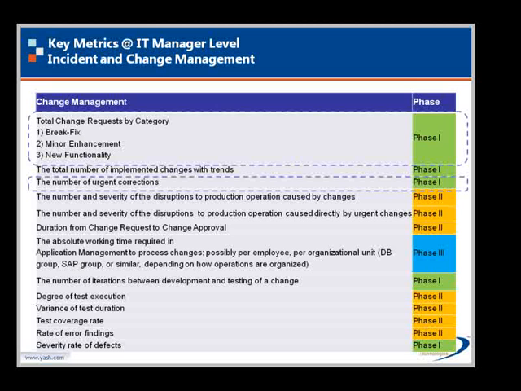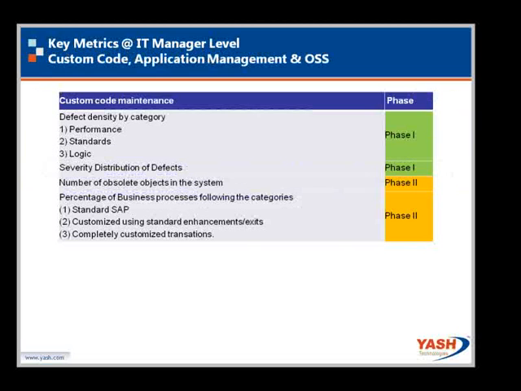Continuing on incident and change management, there are various things you could look at, such as time that is spent in break fix, minor enhancement, and new functionality. Similarly, the number of urgent corrections that we talked about earlier. Last but not the least, one of the slides that we talk about is the custom code. As we would know, a lot of SAP environments are heavily customized. So looking at whether the custom code maintenance is being done in a proper manner or not is something that you could look at using some other metrics also.